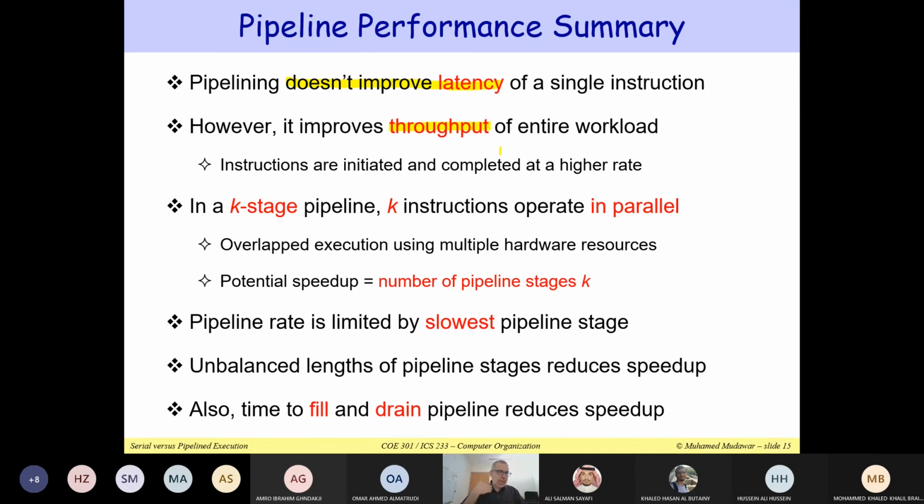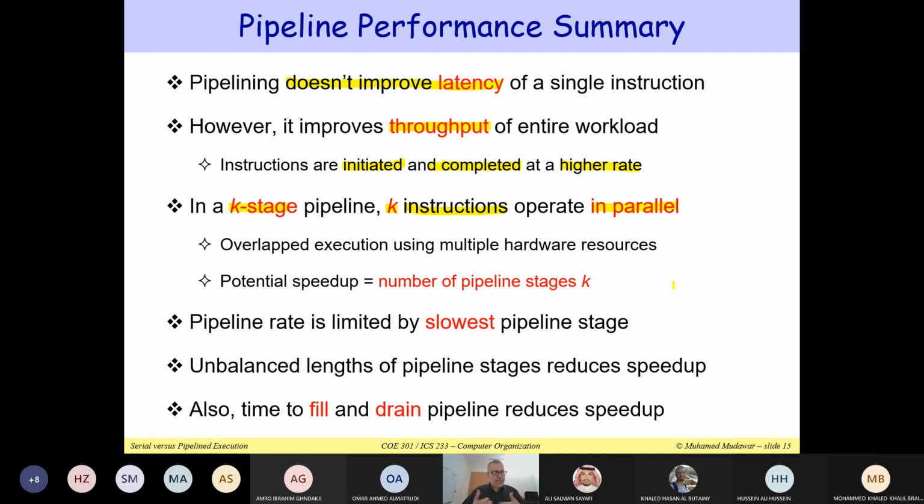We are using a much faster clock. So you can see that the instructions are initiated, so we fetch them and we complete them, at a higher rate. This higher rate comes from a higher clock frequency. If you have a k-stage pipeline, we have k stages operating in parallel. So you can have k instructions in the pipeline at the same time. At any given cycle, you have k instructions in the k different stages in parallel. That's what you can achieve with pipelining.